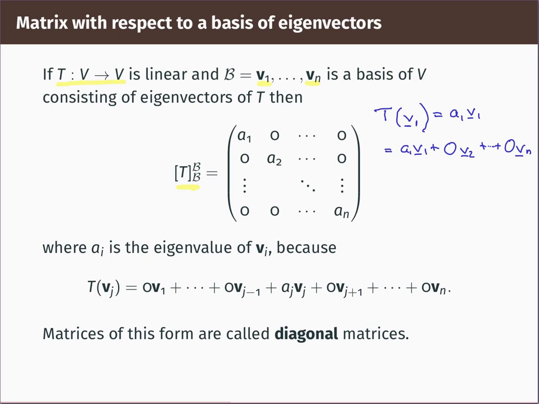And of course, this argument works for any of the vectors in this basis. So what you will get when you take the matrix of a linear transformation with respect to a basis consisting of eigenvectors of T is one of these diagonal matrices where all entries are 0, except for the entries in position 1,1, or position 2,2, or position 3,3. Those things might be non-zero.